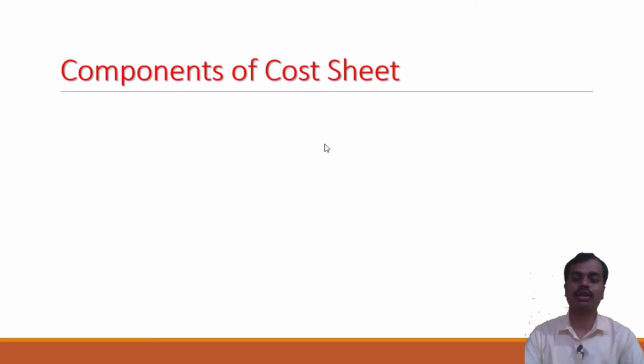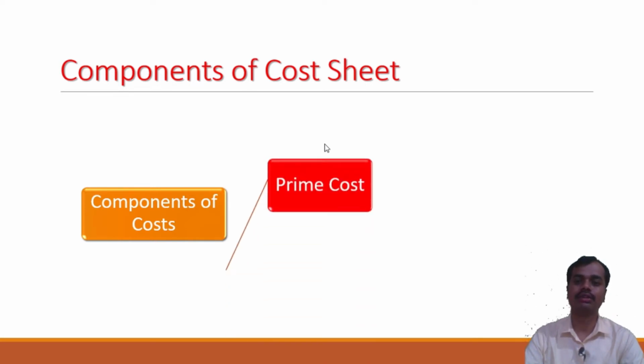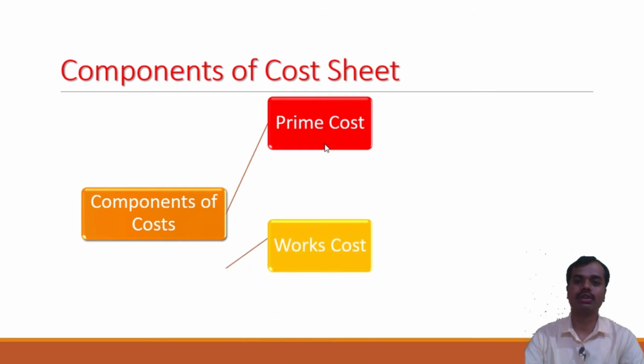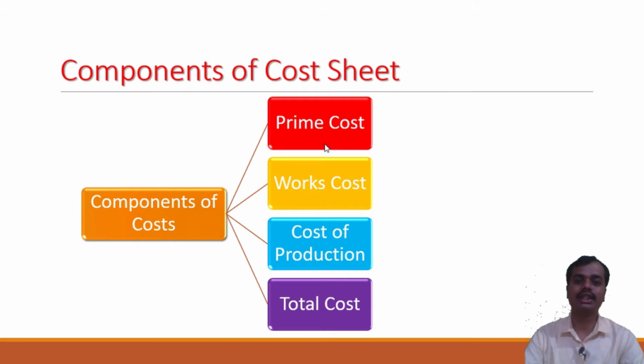Next point is components of cost. An organization needs to bear multiple types of cost while carrying out business operation. In a cost sheet, cost is bifurcated in the following components: first, prime cost, works cost, cost of production, and total cost. Let's see each component one by one.